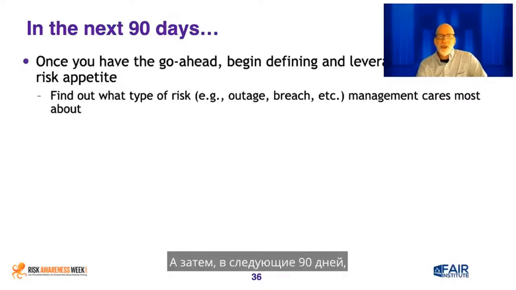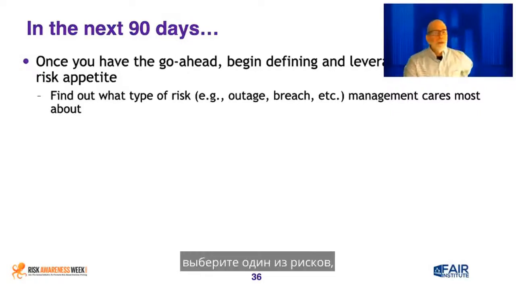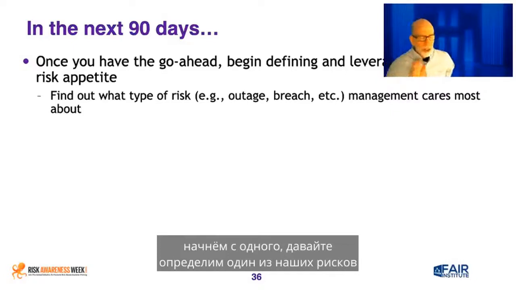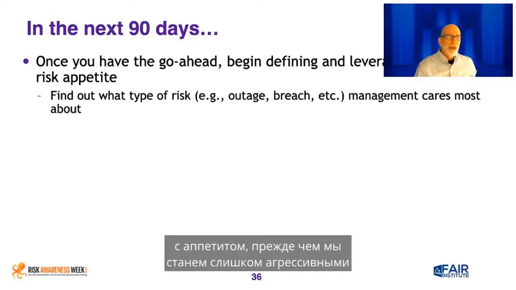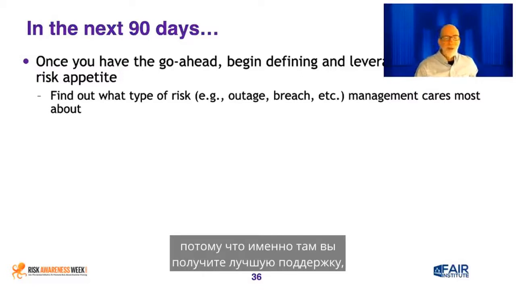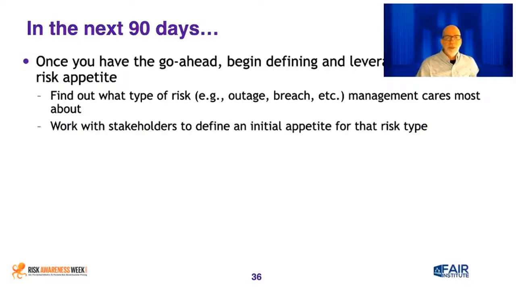And then in the next 90 days, having done those previous steps, choose one of those risks. I would strongly suggest you only choose one. Start with one. Let's nail down one of our risks with an appetite before we get too aggressive or too optimistic in forging ahead. Choose one, hopefully one that management cares most about, because that's where you'll get the best support, and take the necessary first steps for that.